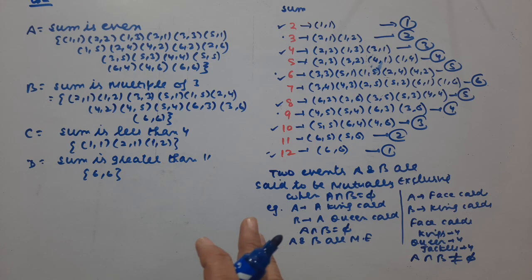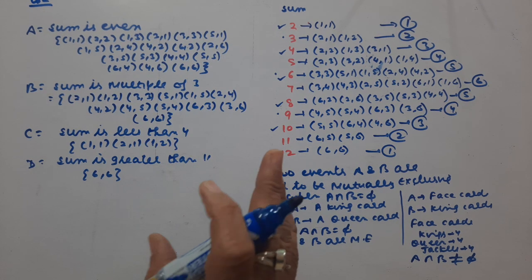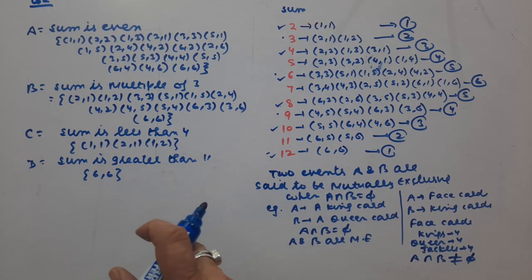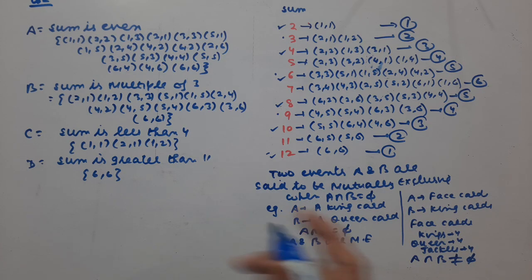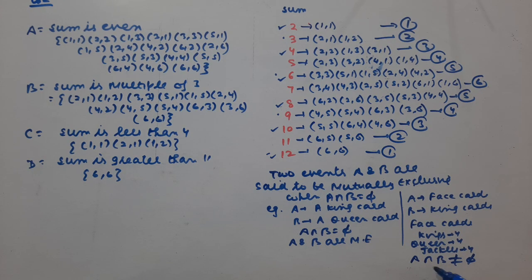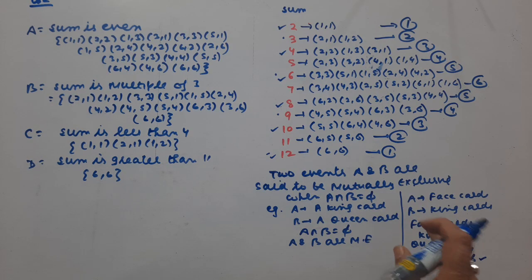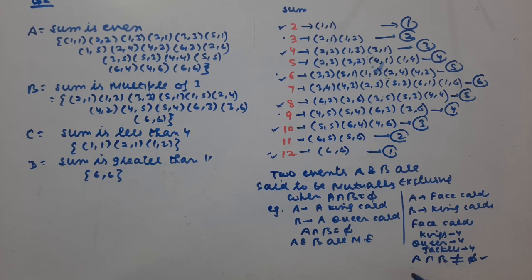अब face card में और king card में, king card जो है वो common है, वो इवेंट A में भी आएगा और इवेंट B में भी है. सो इट मीन्स यहाँ पर हमारे पास कॉमन आ रहे हैं. इसका मीनिंग क्या होता है कि A intersection B is not phi. सो इट मीन्स A और B are not mutually exclusive over here.